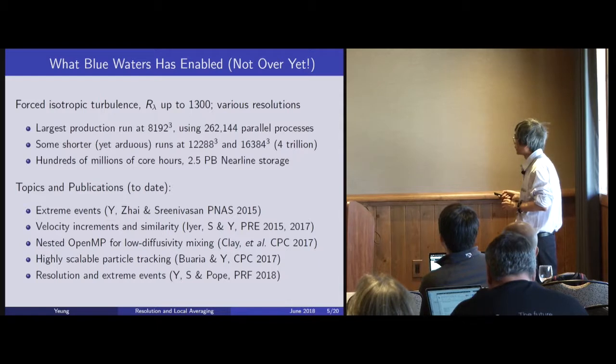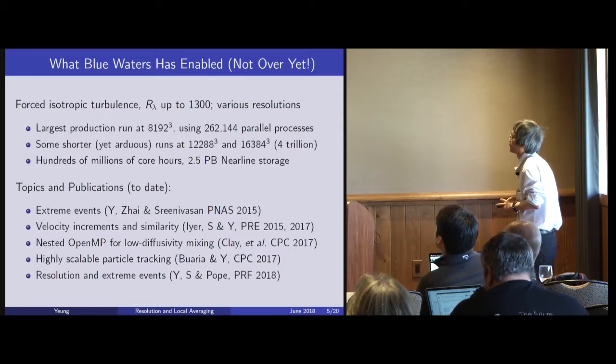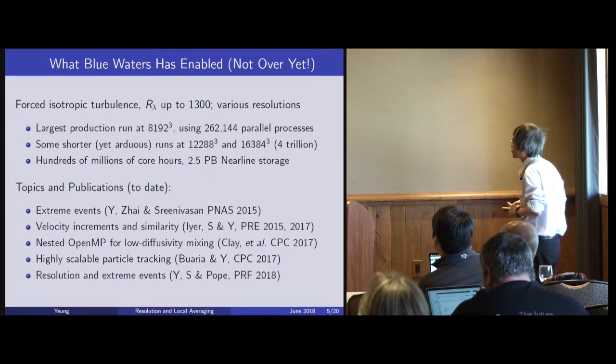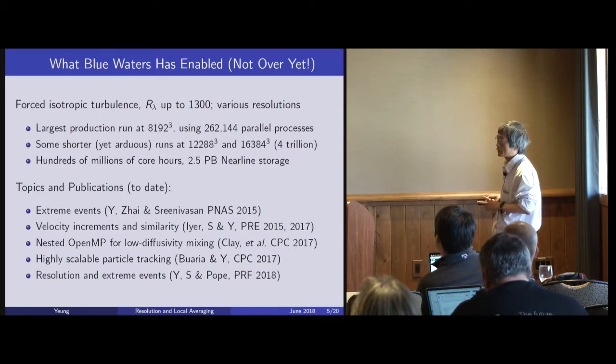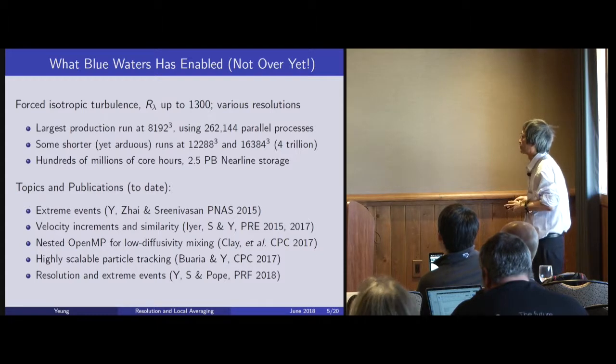And we have done forced isotropic turbulence that is relevant to the preceding talk. We have a high Reynolds number. I think based on the Taylor scale Reynolds number, we have 1,500. We've done this at various resolutions. We wrote a proposal for the PRAC grants saying that we're going to do 8192 cubed.